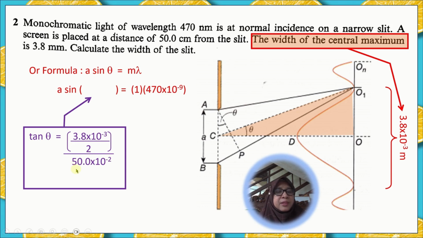So we use the trigonometric ratio of tangent, opposite over adjacent. So the answer theta is 0.2177 degrees. So we substitute into here and we solve, we get A, same answer as the previous method, which is 1.24 times 10 to the power of negative 4 meter.